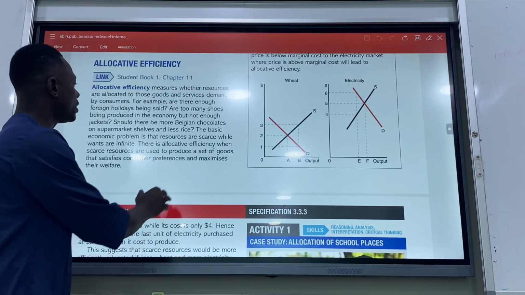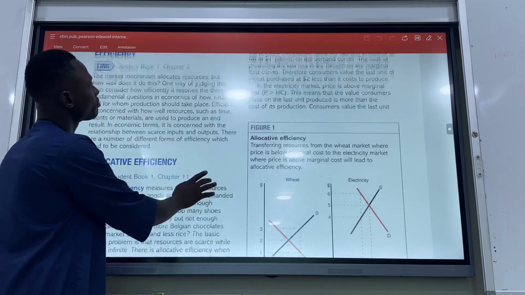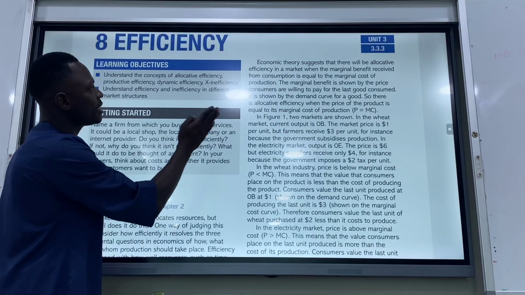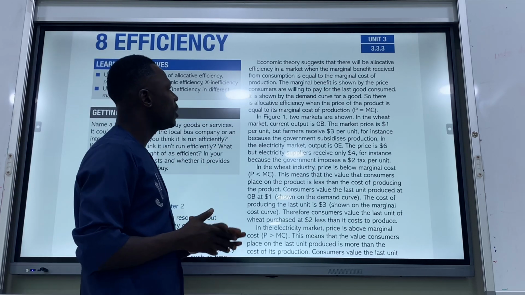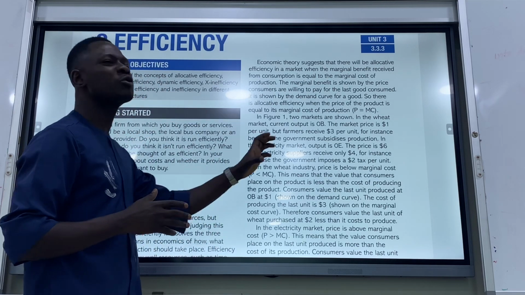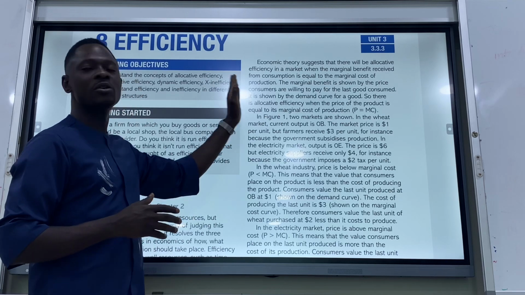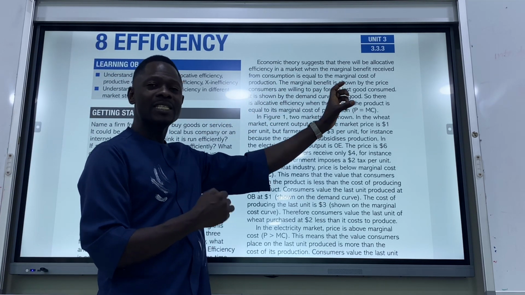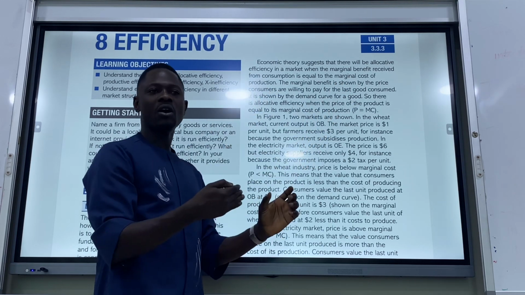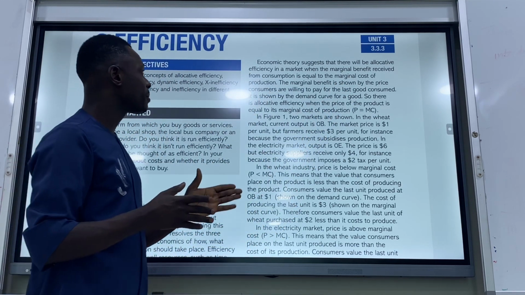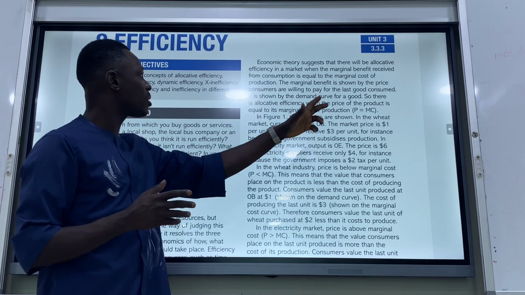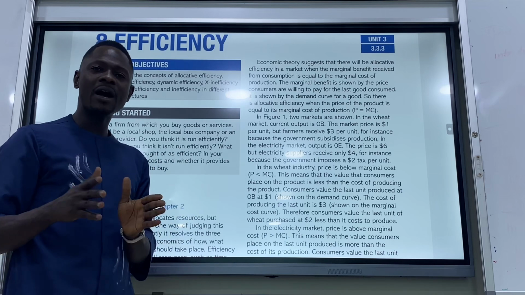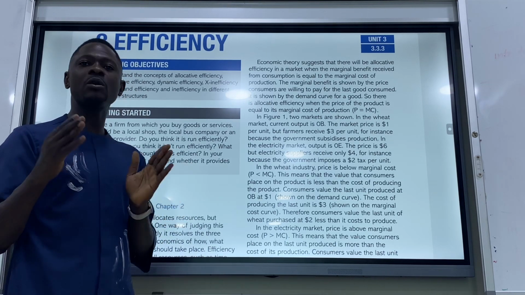That's about allocative efficiency. So here, they said economic theory suggests that there will be allocative efficiency in the market when the marginal benefit received from consumption is equal to the marginal cost of production. So there's allocative efficiency if the marginal benefit of allocating those resources equals the marginal cost of that production. So if MB equals MC, that is when we have allocative efficiency. That means P equals MC.